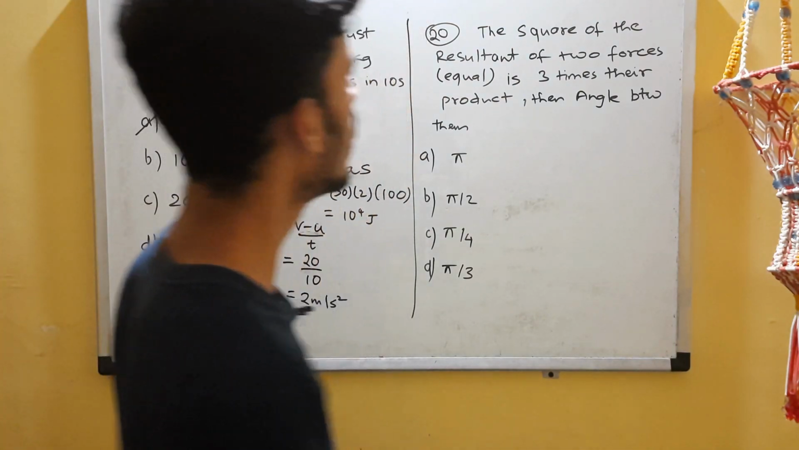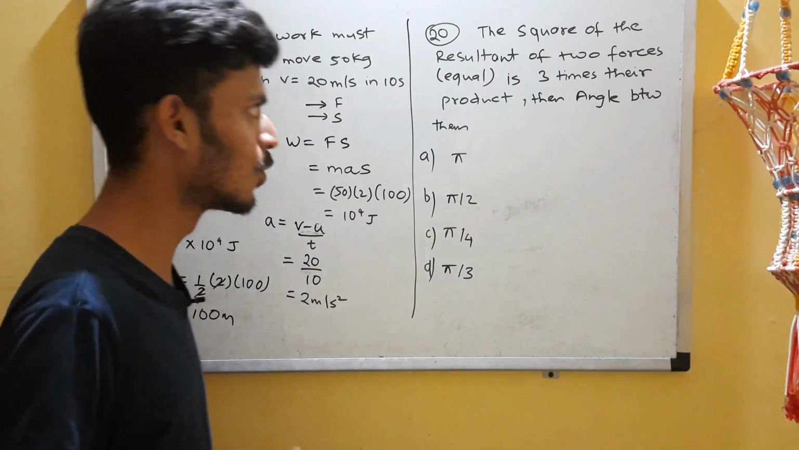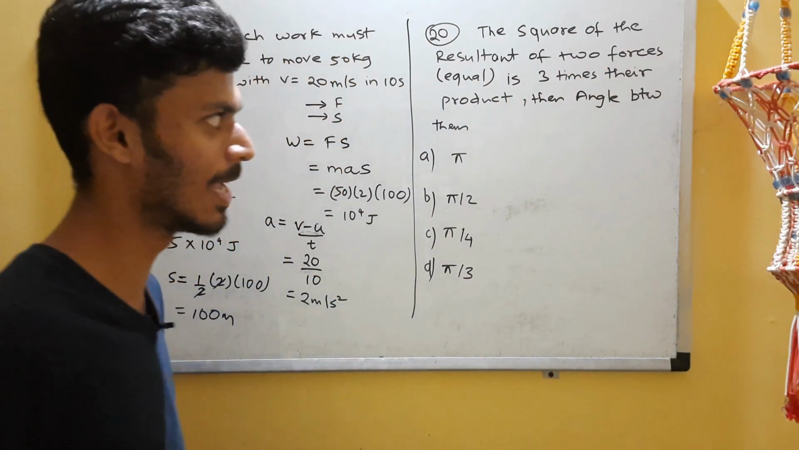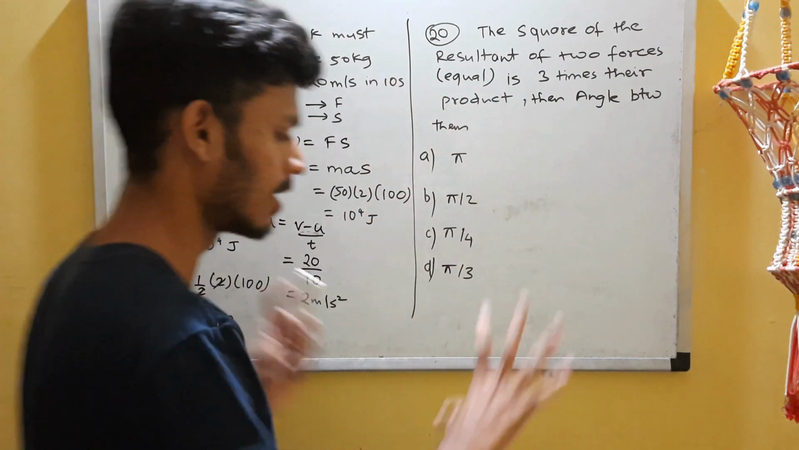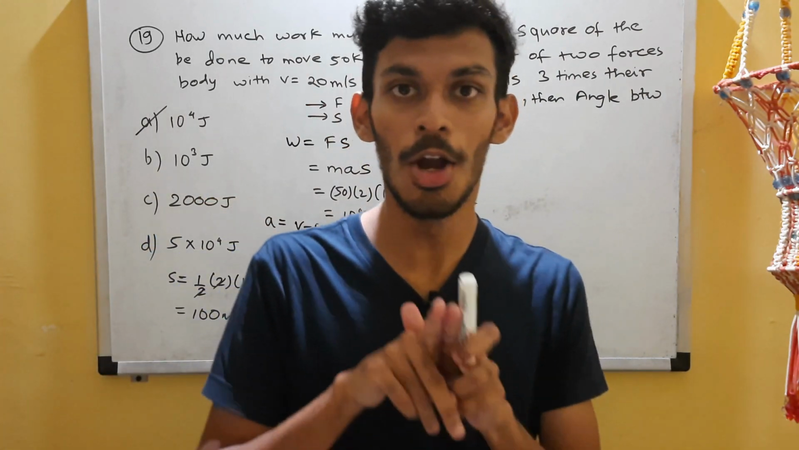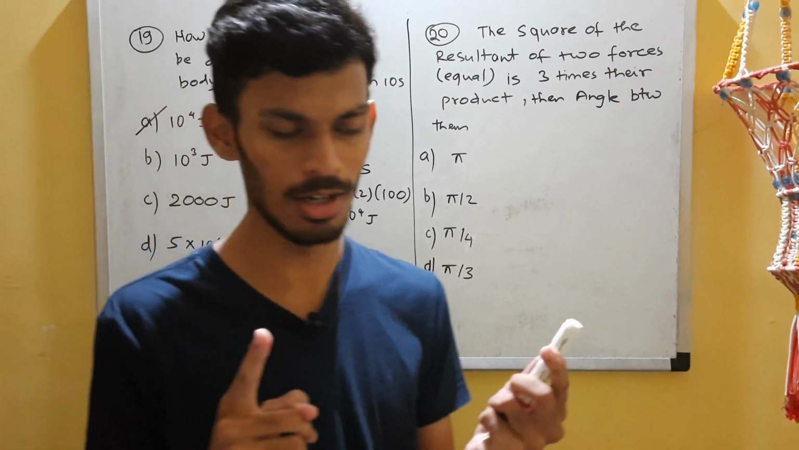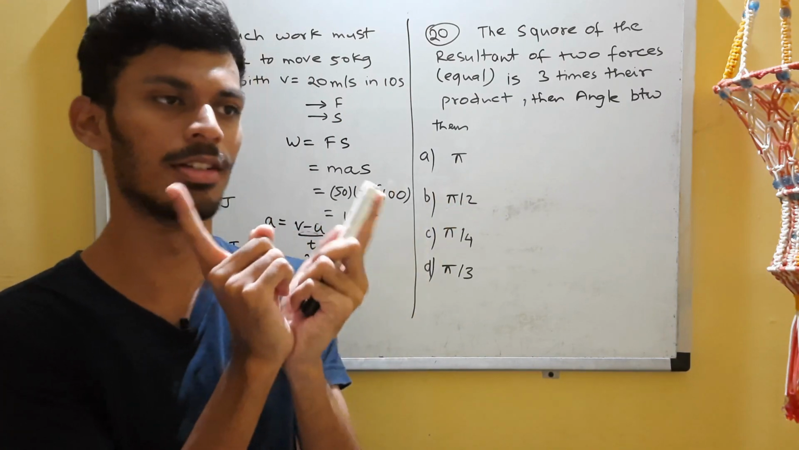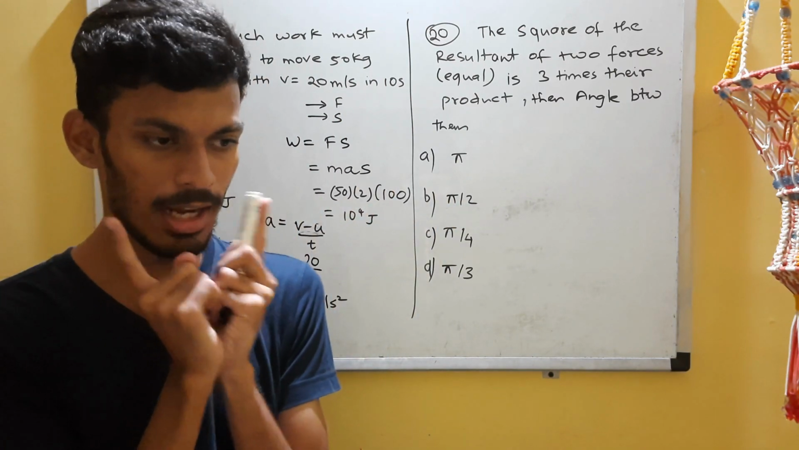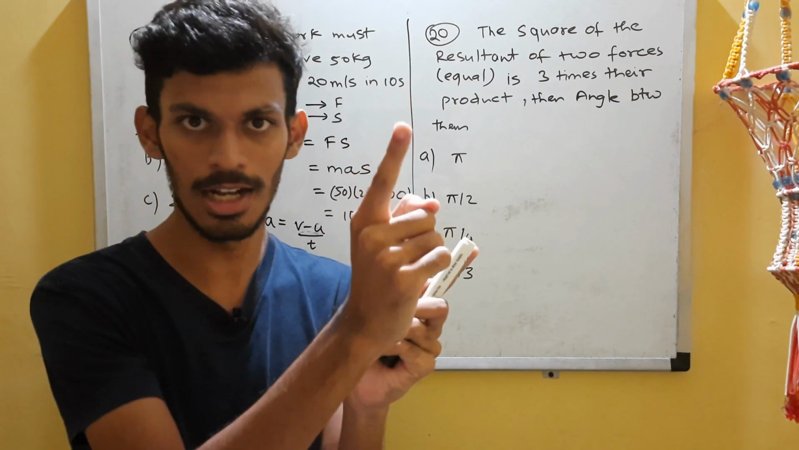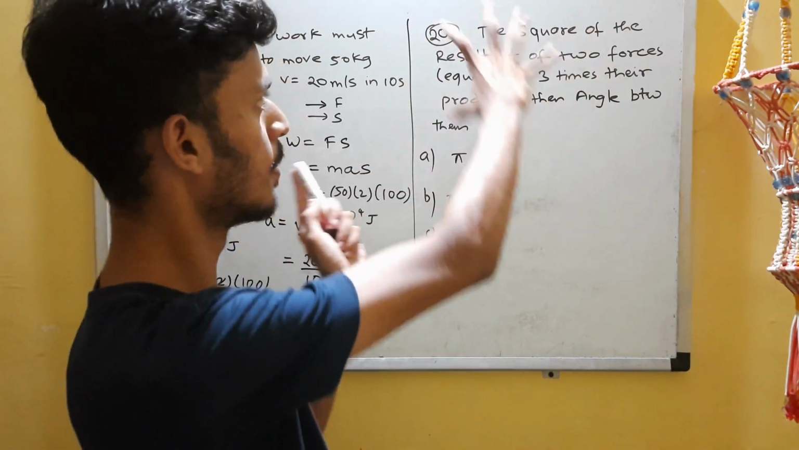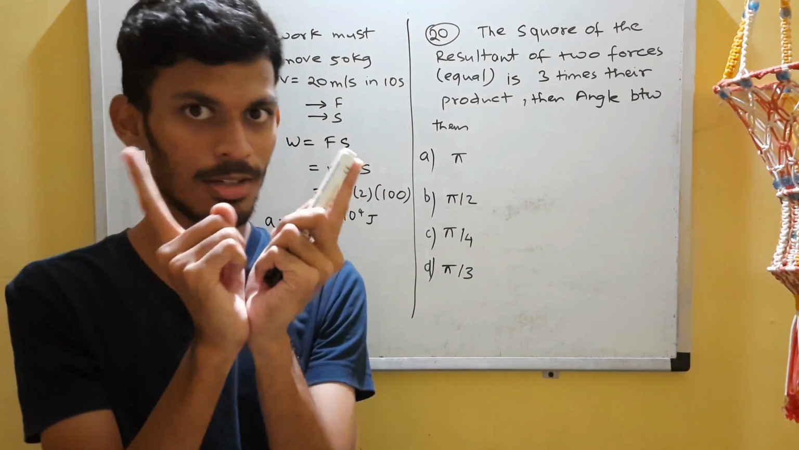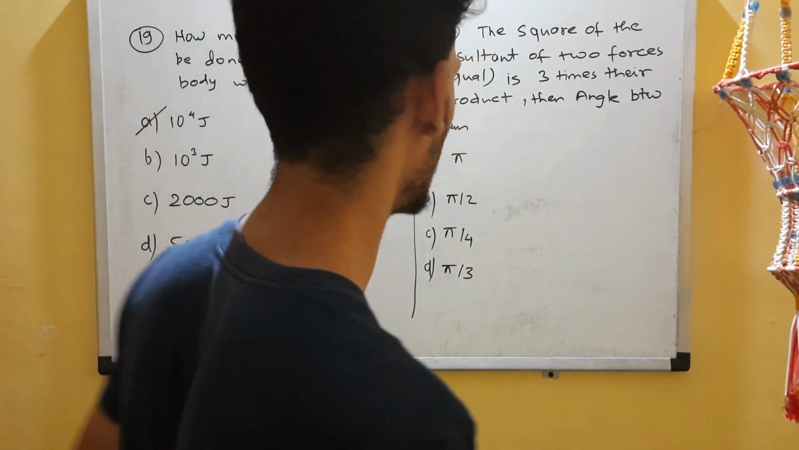Let's come to this one now. The square of the resultant of two equal forces is 3 times their product. Then the angle between them is? So first of all, we are speaking of the resultant of two forces. There are two equal forces, and they are acting at some random angle between them. So there is their resultant, and some information is given about the resultant. You are supposed to tell what is the angle between those two equal forces.